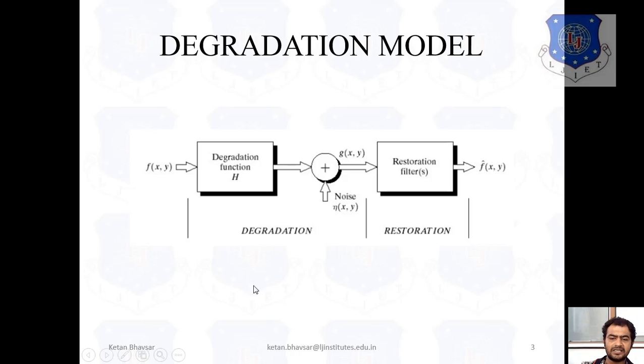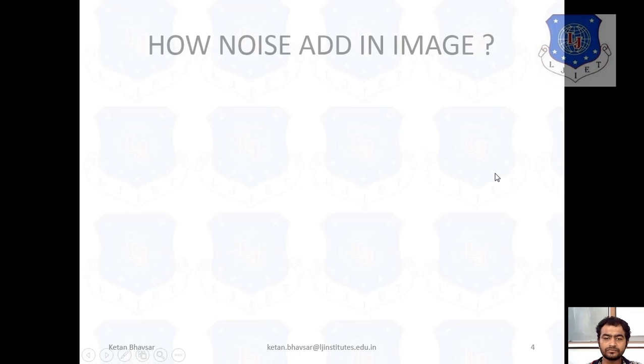As you can see in the first image, we take an image, and noise is applied from the external side, and after that we use some filter to remove the noise. So f of x comma y is your input image, n of x comma y is your noise, and the degraded image is called g of x comma y. And after removing the degradation from the noise, we get f dash x comma y.